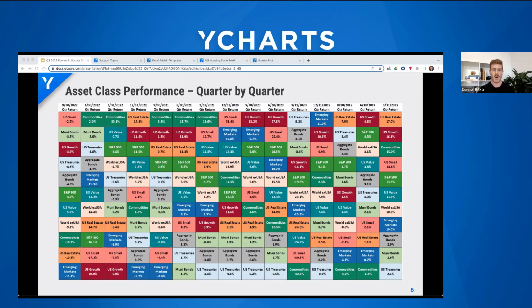US small cap was the relative top performer in Q3, like we said, but its position on this table is very volatile quarter over quarter. So looking at these pink squares, you can see how it's bouncing all over the chart as we look into previous quarters. And we can also see the same thing for commodities. First negative quarter going all the way back to Q1 of 2020. Commodities here in the green.